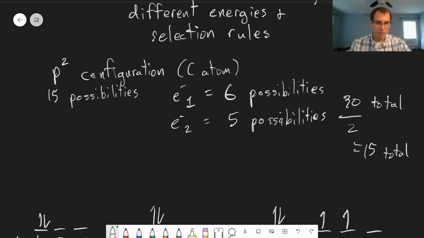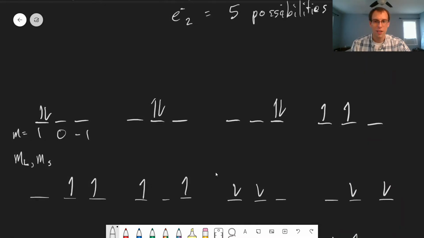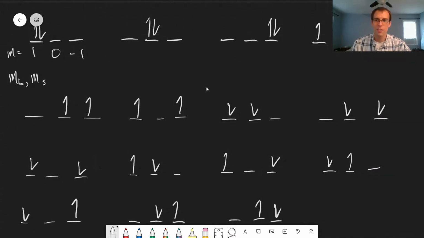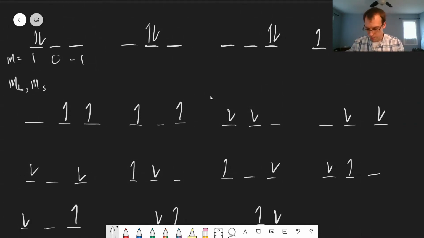Now, to save on a little bit of time, I went ahead and drew these out in advance. So I'm going to scroll down here, and these are our 15 possibilities. I've represented this with our M sub L value: the left-hand side represents +1, middle 0, right-hand side -1. And then I've represented spin up and spin down with up and down arrows. All right, and so underneath this, I'm going to go ahead and list out the M sub L and M sub S values for each of these configurations.